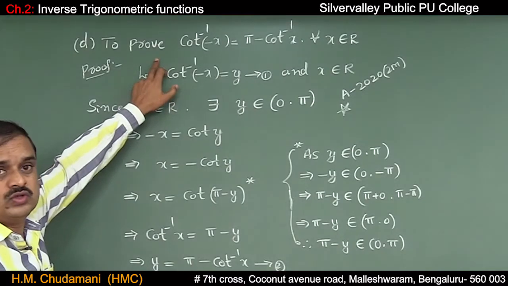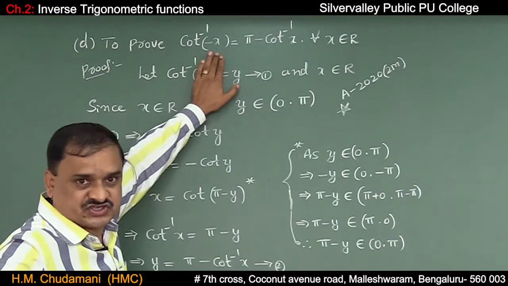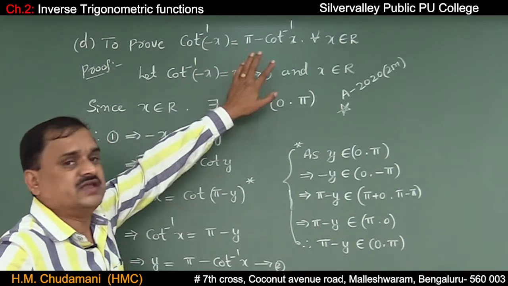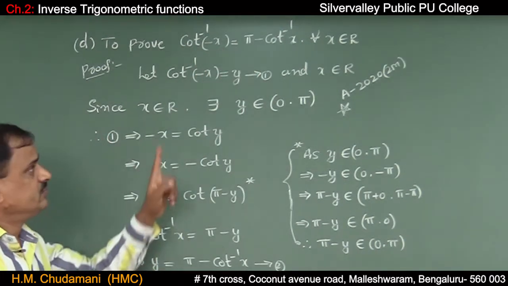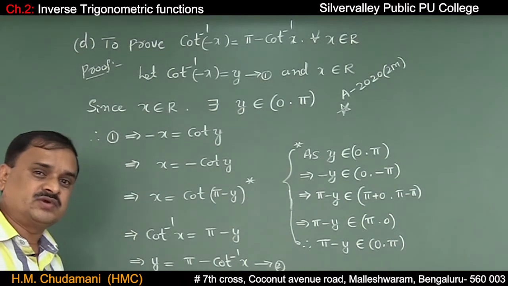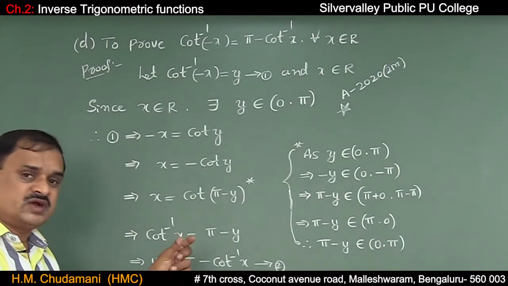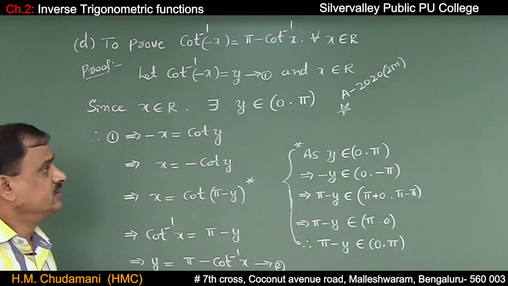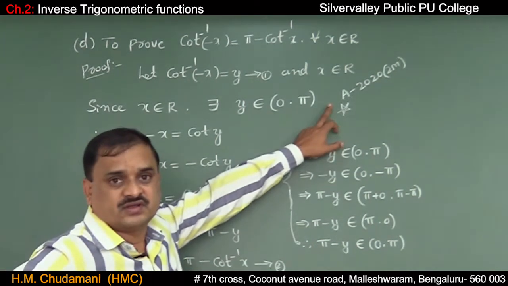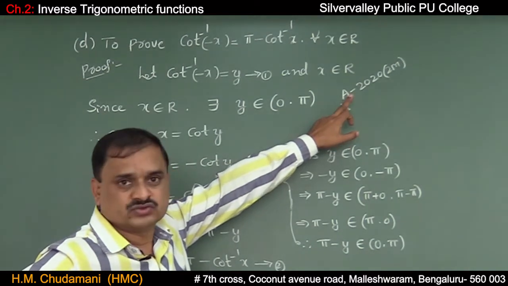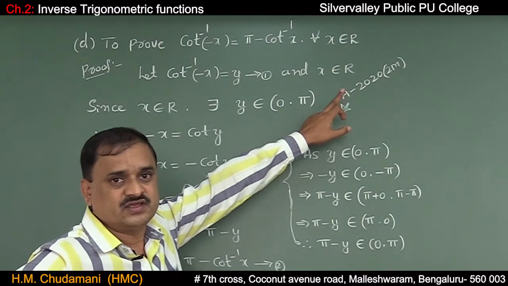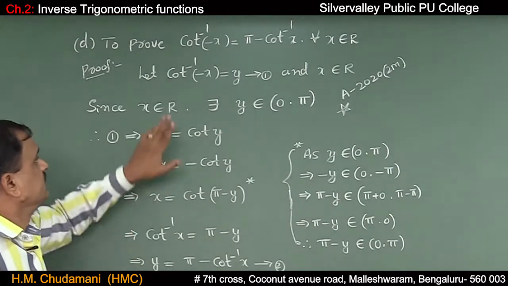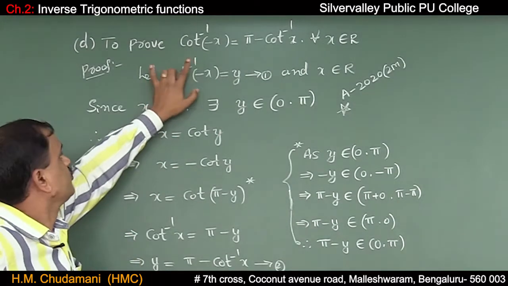To prove cot inverse of minus x is equal to pi minus cot inverse x for all x belongs to real number. Real number means x belongs to minus infinity comma plus infinity. Okay, so this result appeared in the annual exam of 2020, in a 2 mark question. Let us prove this. Proof.